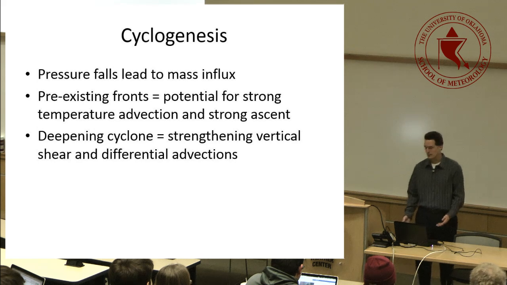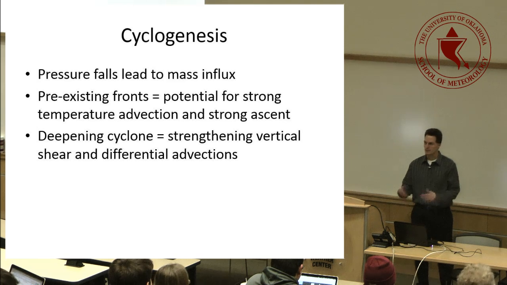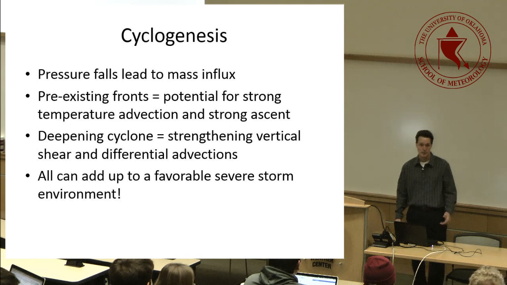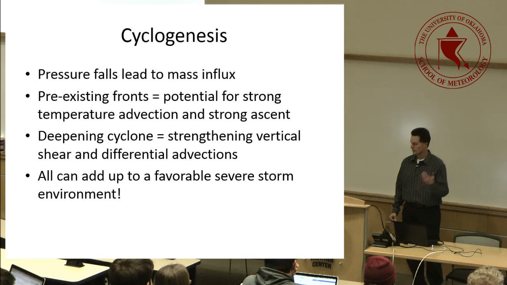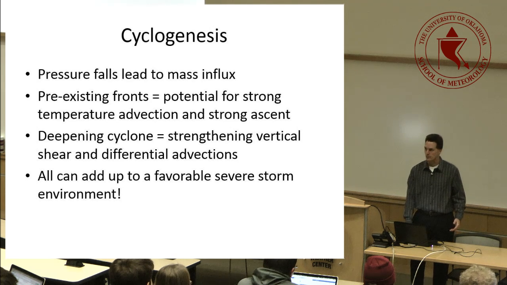Deepening cyclone. Again, we draw air in, we strengthen the gradients, especially in the lower to mid-troposphere. Strengthen the advections. Again, you should get the point here is this stuff is all tied together. Positive feedbacks are common in dealing with these large-scale systems. And when you put this all together, you can actually have these QG processes create favorable large-scale environments for severe storms.